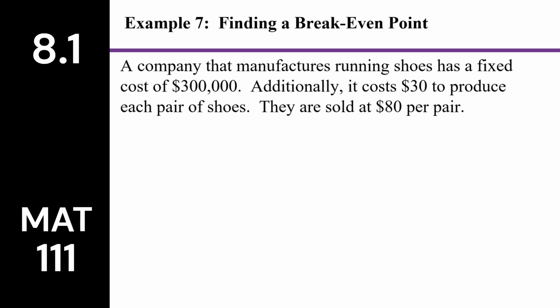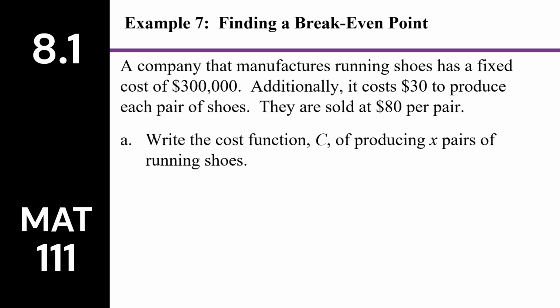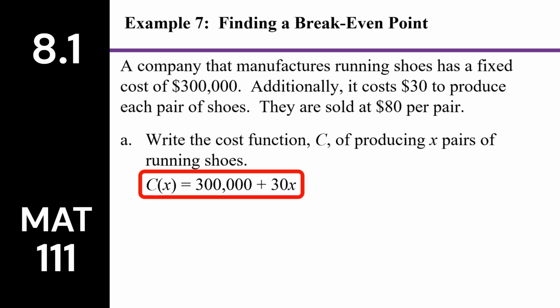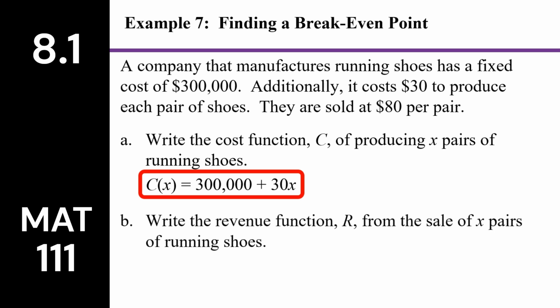Example 7. A company that manufactures running shoes has a fixed cost of $300,000. Additionally, it costs $30 to produce each pair of running shoes. They're sold at $80 per pair. For part A, write the cost function C of producing x pairs of running shoes. We'll use the function C(x). It equals the fixed cost of $300,000 plus the $30 per pair, represented as 30x. For part B, we want to write the revenue function R. R(x) will equal 80x. That's $80 times the number of units sold.